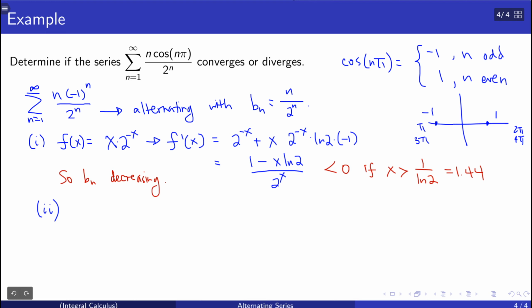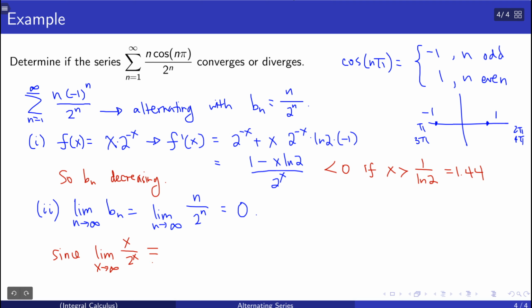How about the other condition? So what was the other condition? What's the limit as n goes to infinity of b_n? Well, we just have to show it's 0. And if we do, we can conclude that the series converges. So what is this equal to? Well, that's equal to 0, since if you look at your corresponding function in the reals, you can use L'Hopital's rule since it's an indeterminate form, infinity over infinity. This goes to 0.